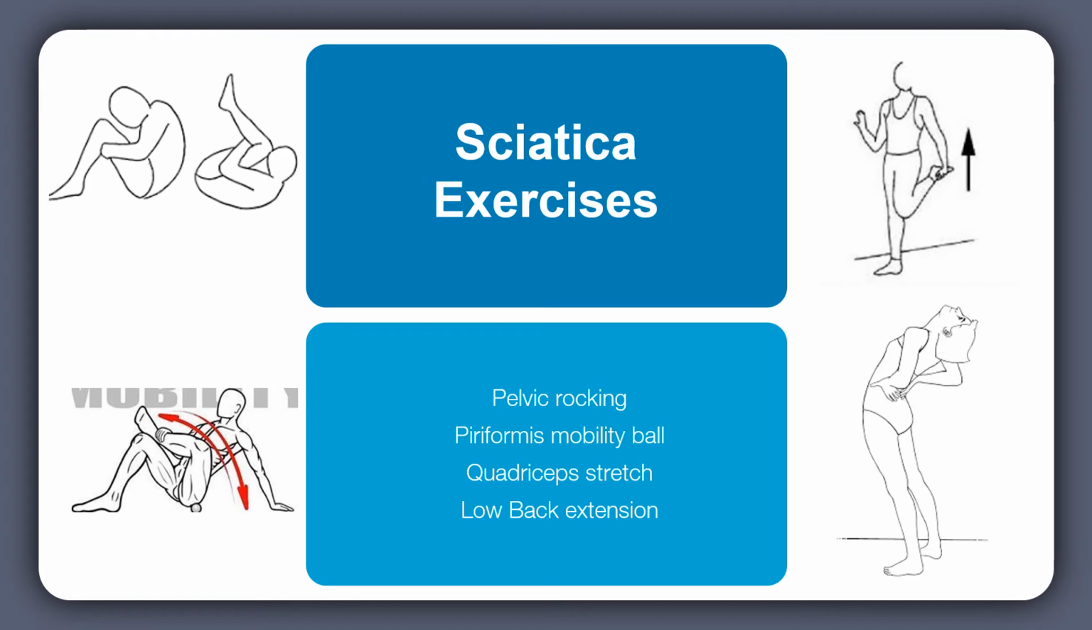So 4 additional exercises for this phase are Pelvic Rocking, Piriformis Mobility Ball, Quadriceps Stretch, and low back extension. These are best done after you've mastered the first few exercises.